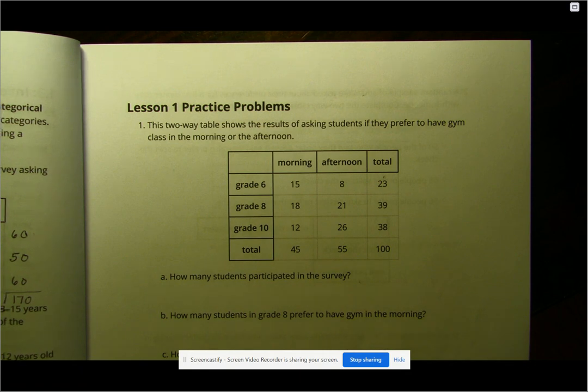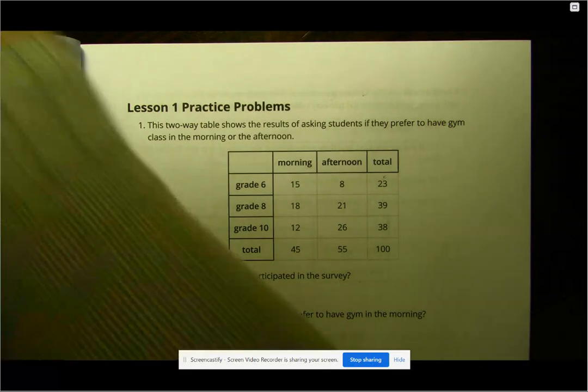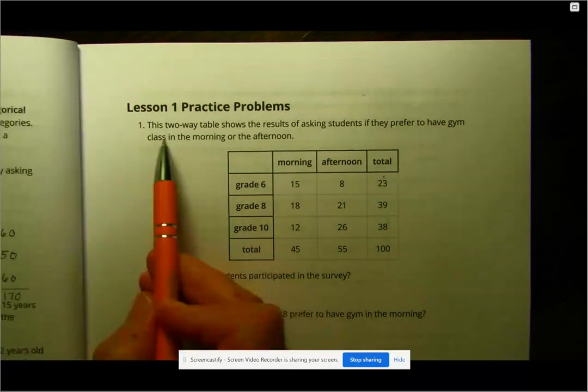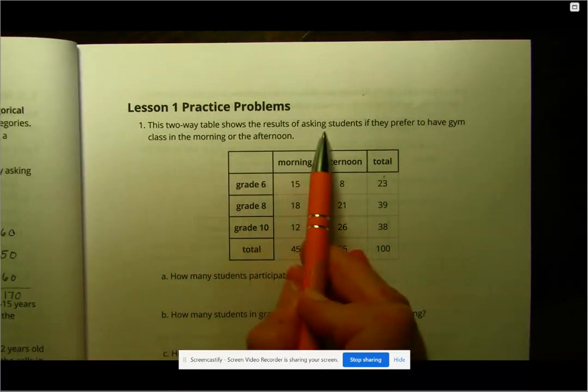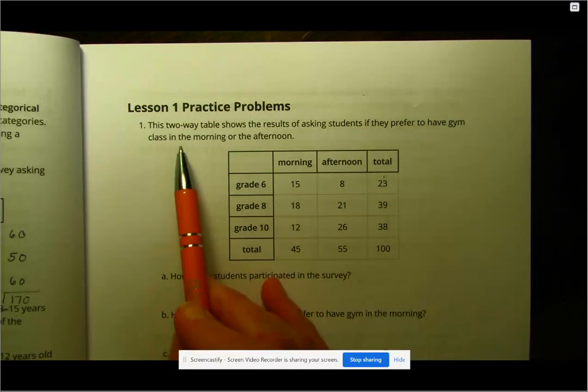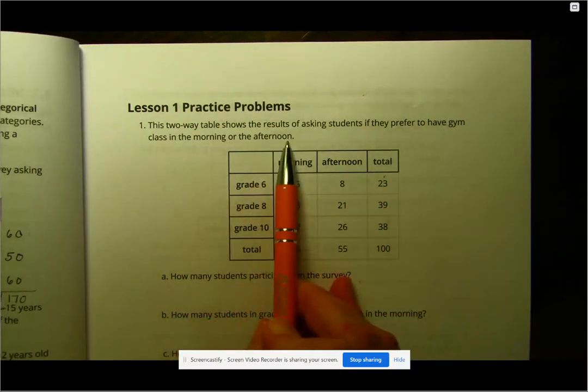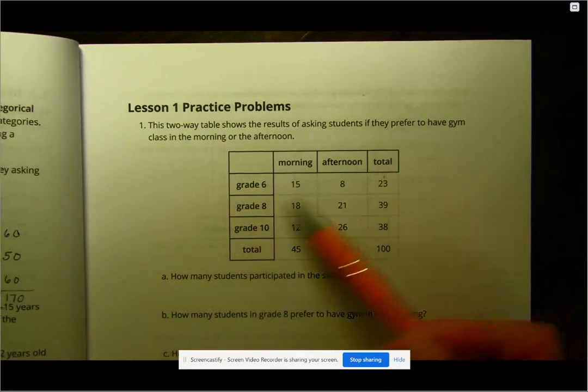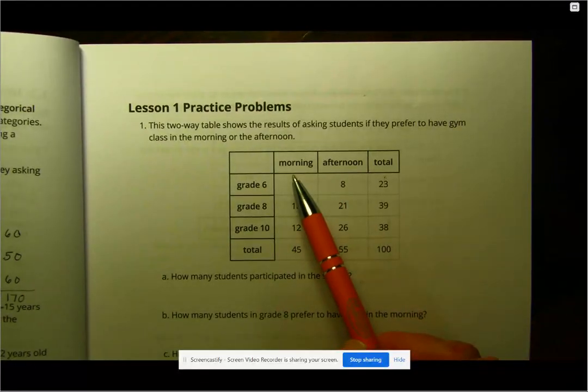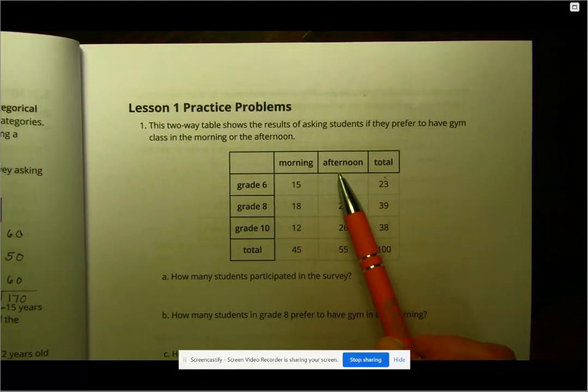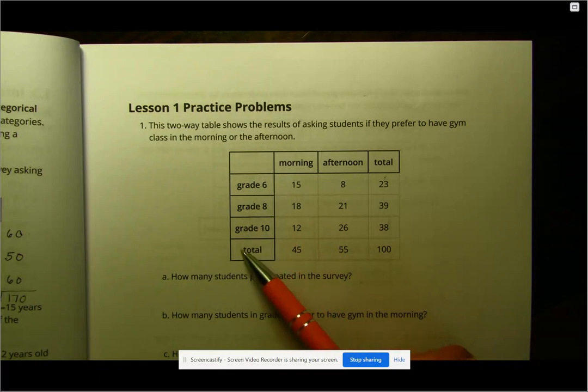So we're just going to talk about practice problem number 1 and number 2, and this should help whether or not you're doing these problems in Desmos or in your book. All right, so two-way tables. This two-way table shows the results of asking students if they prefer to have gym class in the morning or in the afternoon. Okay, and it looks like they basically asked kids, do you prefer morning or afternoon? And what grade are you in?